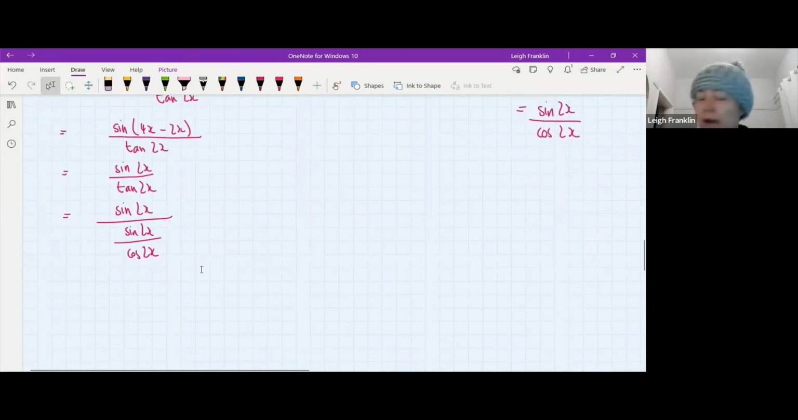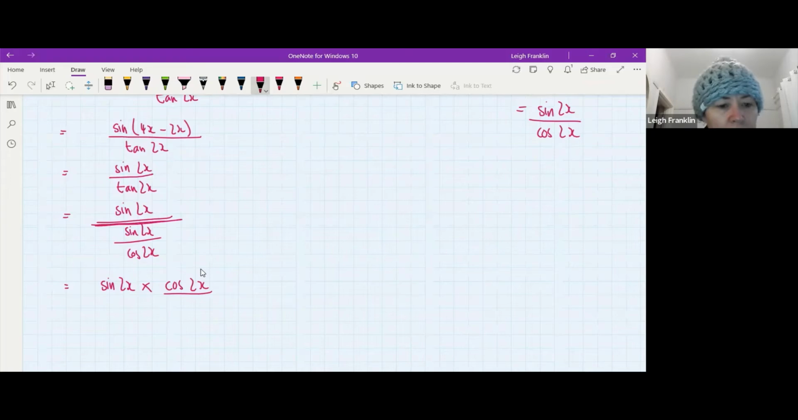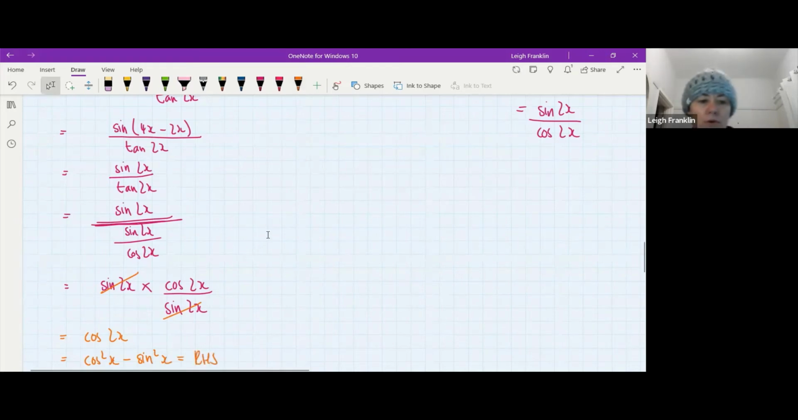When we work with fractions, we've got to flip and change to times. So that means we're going to keep the sine 2x that was in the numerator where it is. We're going to change the divide into a times. We're going to put cos 2x at the top, and sine 2x at the bottom. This divided by that is 1. This gives us cos 2x. And from our formula sheet, we can see that cos 2x is cos squared x minus sine squared x. So therefore it equals the right-hand side.